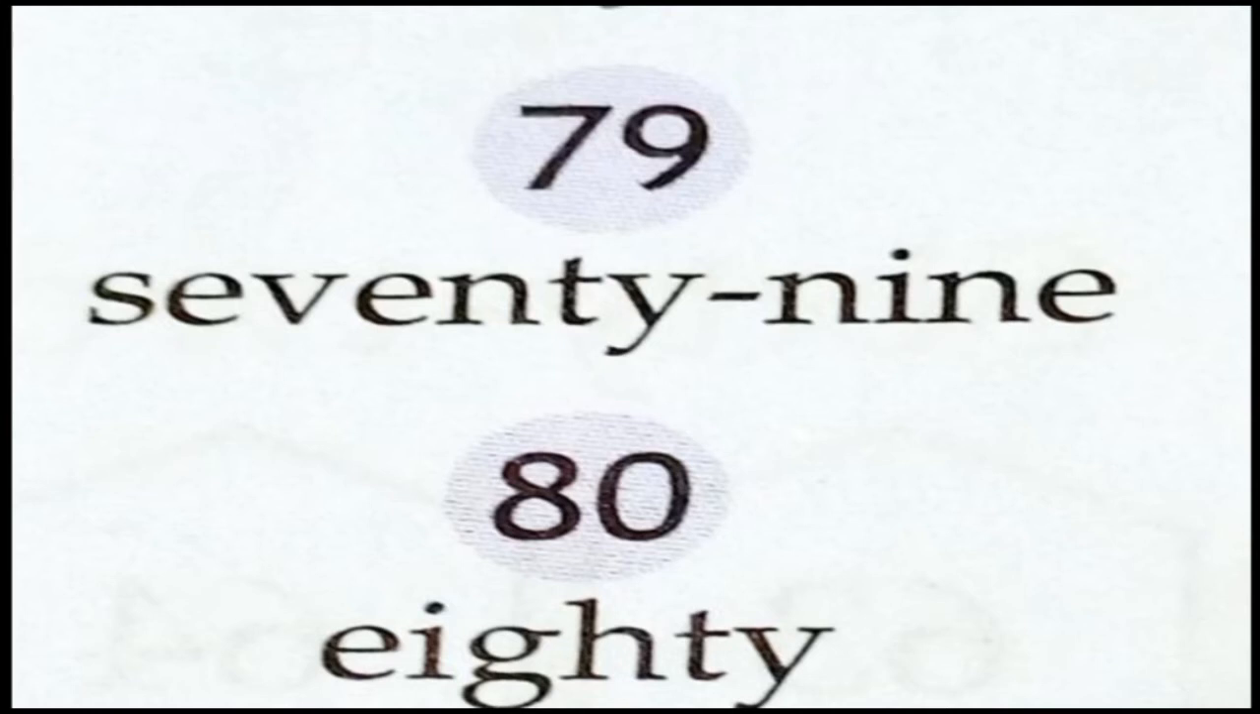And next is 80. Number name is eighty. Students, beta, 80 mein koi ones nahi hai. Usme ones wale side mein 0 given hai na. It means 80 mein koi ones nahi hai. Sab tens hai. Okay, jo 8 hai beta, wo to tens hai na. To usme sab tens hi hai. Koi ones given nahi hai.